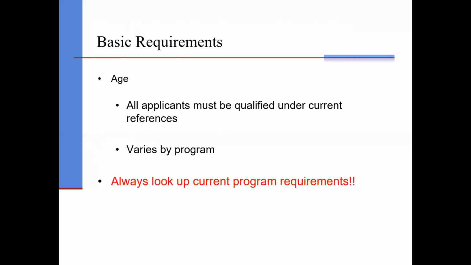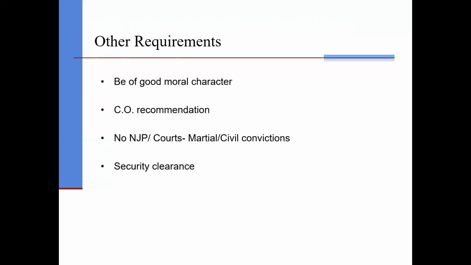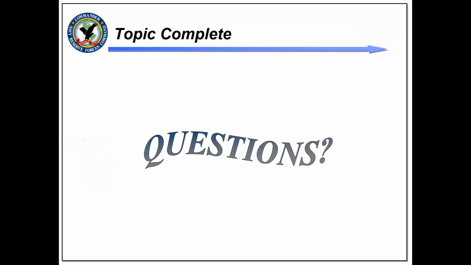Basic requirements. Age: all applicants must be qualified under the current reference; it varies by program, so always look up current program requirements. Testing: Officer Aptitude Rating, OAR, math, verbal, and MVT. Mechanical Comprehension Test, MCT. Aviation Selection Test Battery, ASTB, USNA, MESEPS Day 21, SAT, ACT. Other requirements: be of good moral character, CO recommendation, no NJP, court-martial, or civil convictions, and have a security clearance.